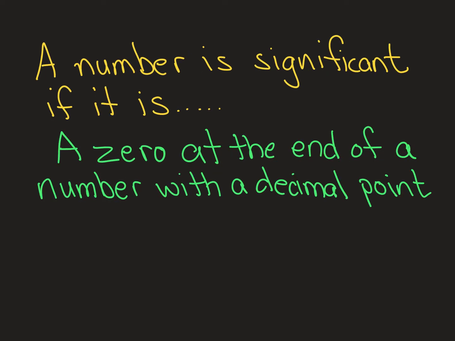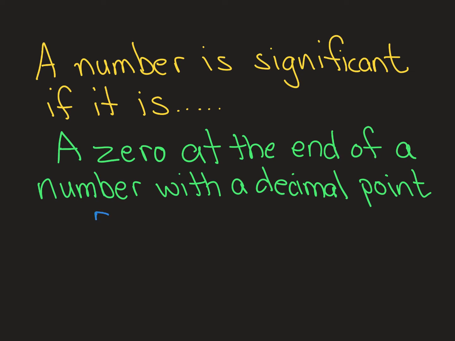Okay, we have another rule about the zeros. A number is significant if it is a 0 at the end of a number with a decimal point. So really, with counting significant figures, you know all non-zero numbers are significant. So it's the zeros that we make up rules to know when to count them. And that's where students get the most confused. So let's look at this again. A 0 at the end of a number with a decimal point. All right, so let's look at some examples.